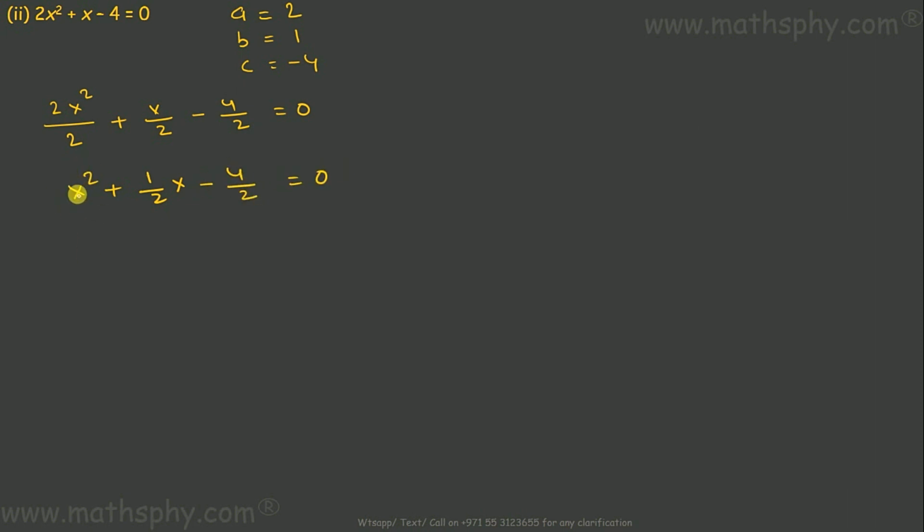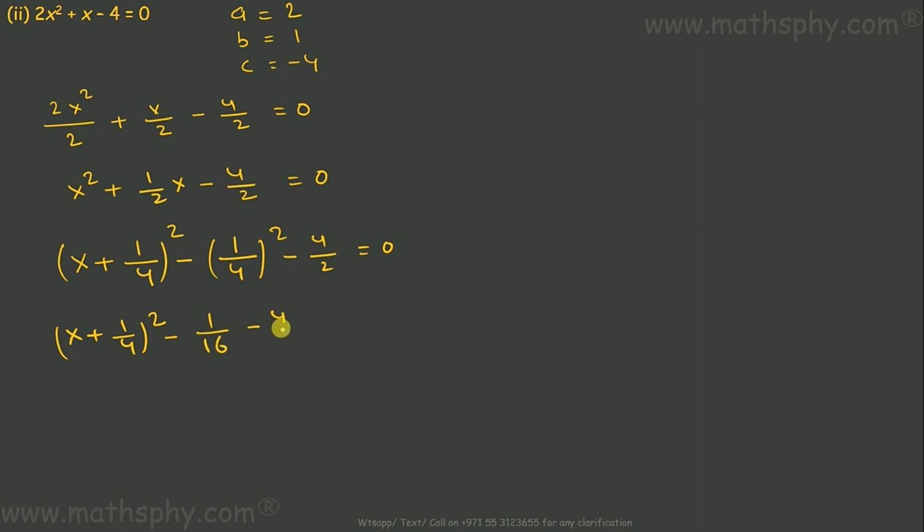Second step, this x squared, let's take it as x plus b over 2a. B is 1, 2a means 2 into 2 is 4, whole square, minus b over 2a, means 1 over 2a, a is 2, so 2 into 2 is 4, whole square minus 4 over 2 equals 0. Now let's solve this. This is x plus 1 over 4 whole square minus 1 over 16 minus 4 over 2 equals 0.